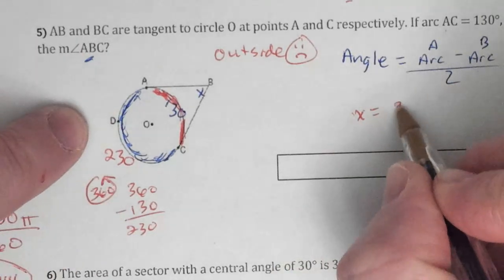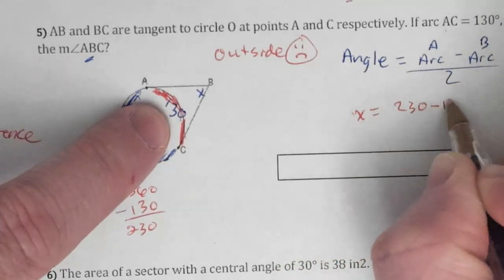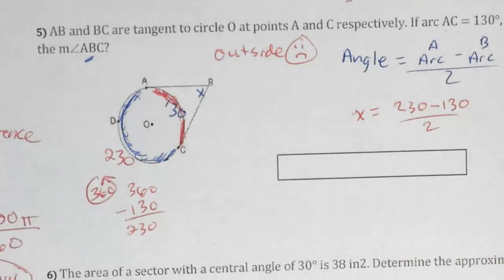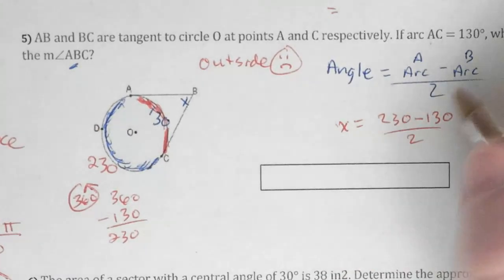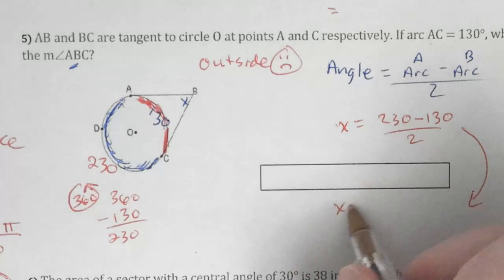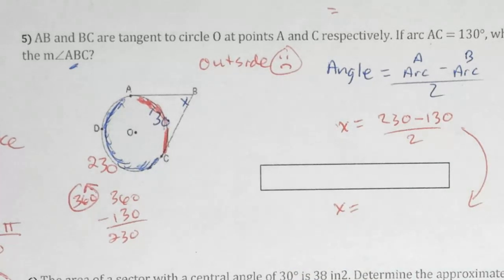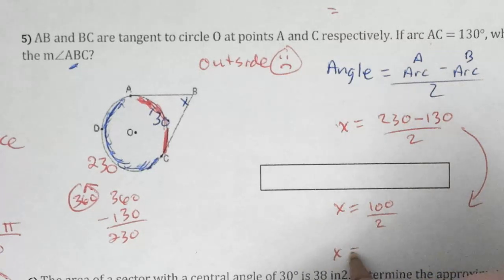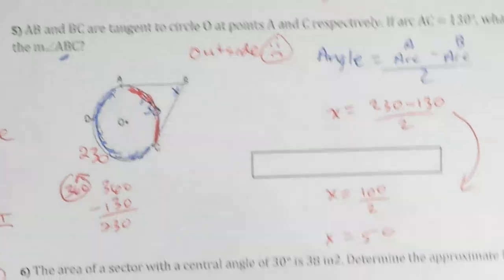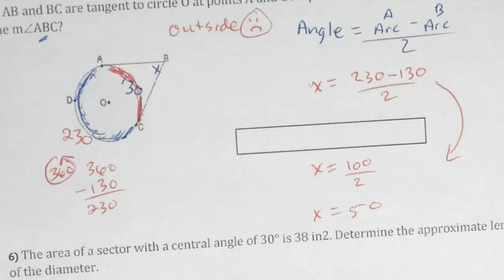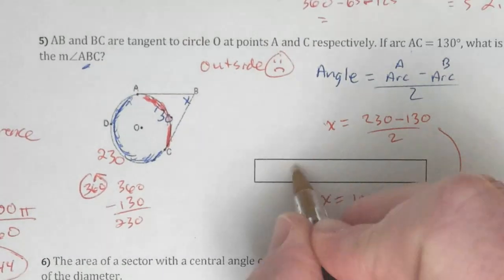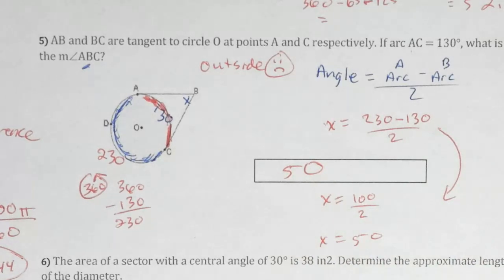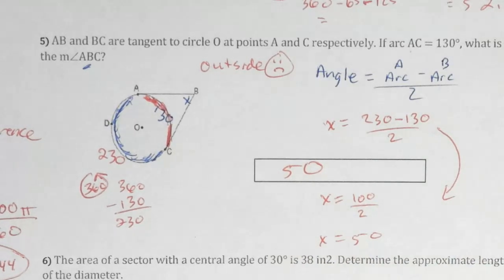All right, so that'd be the angle, X, equals 230 minus 130 all over 2. And I ran out of room, so I'll put it down here. So X equals 230 minus 130, I get 100 all over 2, which equals 50. Okay, so we got that answer right there, it is 50. So 50 is our final answer. Awesome. And we are on the last one.